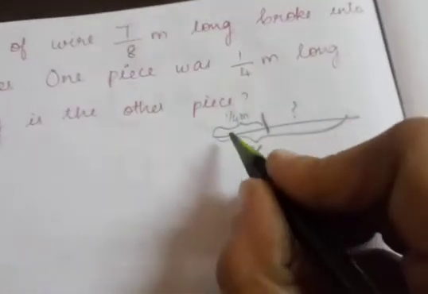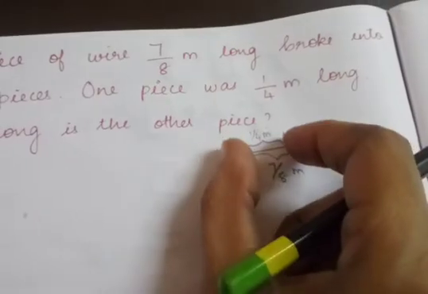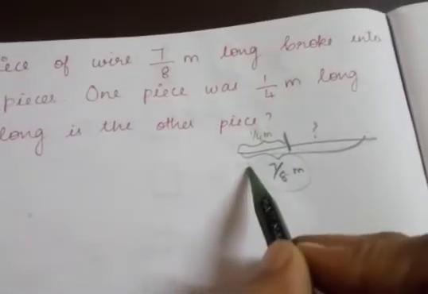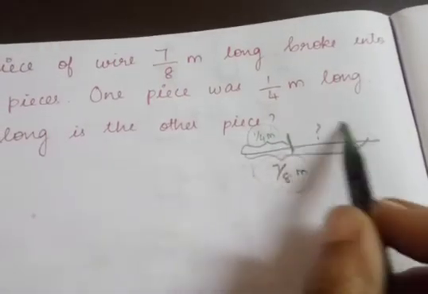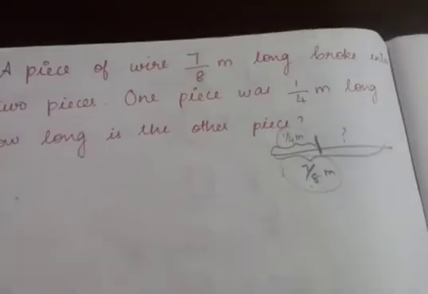Okay, see, one long piece of wire is 7 by 8 meter. One small piece is 1 by 4. So if you subtract from this total, this value, you will get this remaining piece of that wire. Yes, if you subtract, you will get right. So now we are going to write the solution.